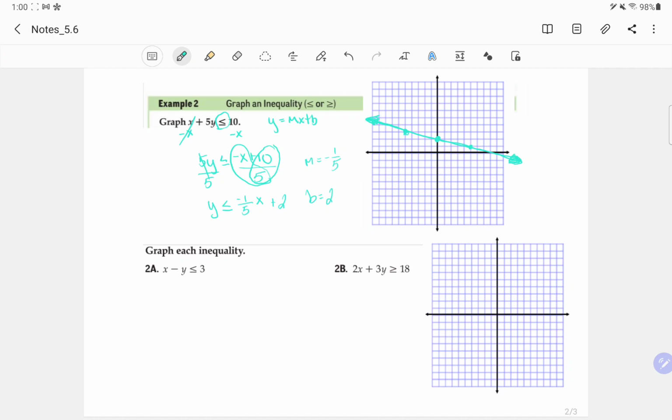But to figure out which side to shade on, you still do the same thing. You take the origin at 0, 0, and you plug it in. Okay, so 0 is less than or equal to negative 1/5 times 0 plus 2. 0 is less than or equal to 2. That is a true statement. So I'm going to shade the side the origin is on.